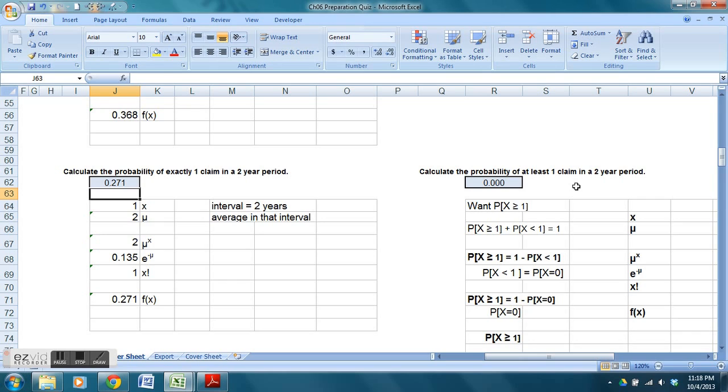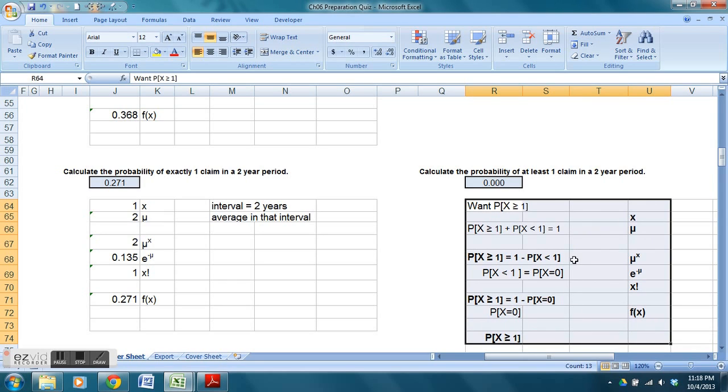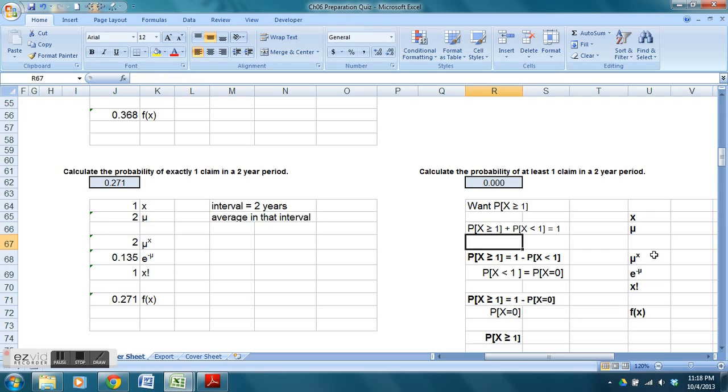Calculate the probability of at least one claim in a 2-year period. So once again, you're not going to have any of this stuff. I have it to save time. We want the probability that x is going to be greater than or equal to 1. There's only one way to really figure that out in this case, since you can have potentially infinite number of claims in a 2-year period. So what we're going to have to do is, instead of calculating out the probability of one claim plus probability of 2 claims plus probability of 3 claims, we have to figure out the converse of that, and then take 1 minus the total converse.